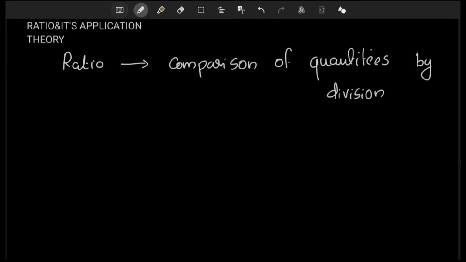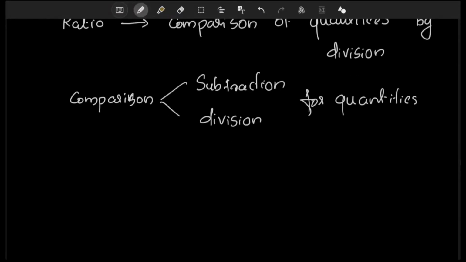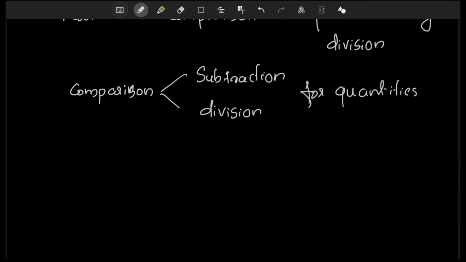If we compare by subtraction, that is not ratio. It is just simply the comparison by subtraction. Comparison can be done either by subtraction or by division. We can compare any quantities in our daily needs.